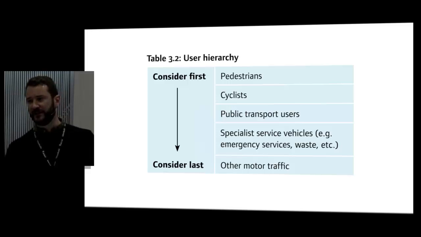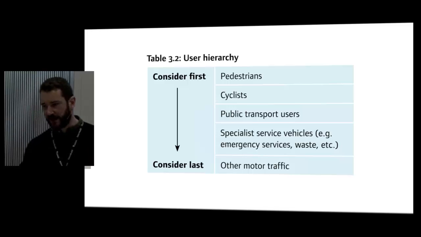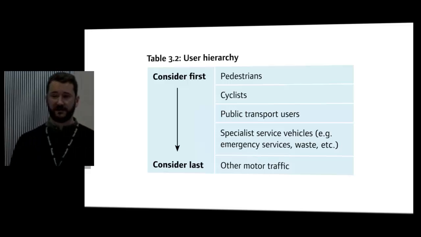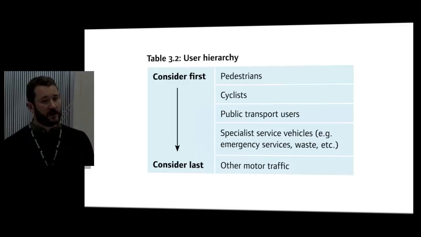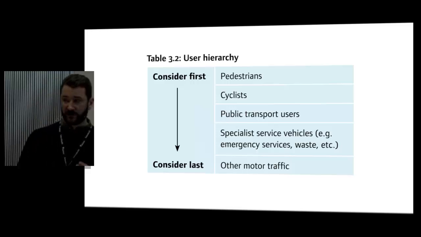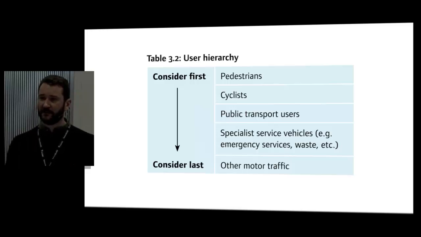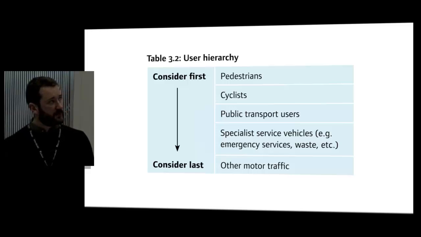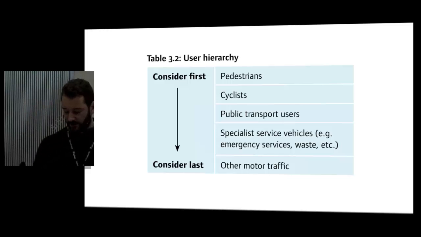So I'll very briefly run through some of the key themes. It established or reinforced the user hierarchy. So we're all pedestrians at one point or another. We're the most valuable users in terms of interacting with each other, and we're the most vulnerable users in a street environment. So we have to place pedestrians at the top of the user hierarchy when we're designing streets, and then work through cyclists, public transport users, through to other motor traffic.